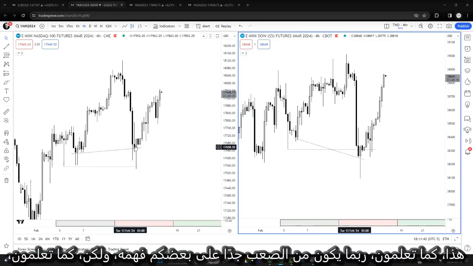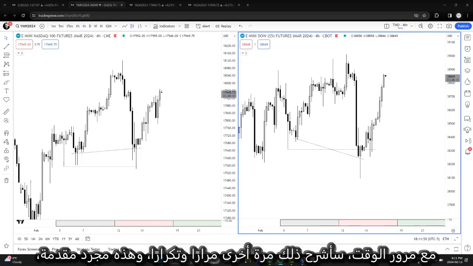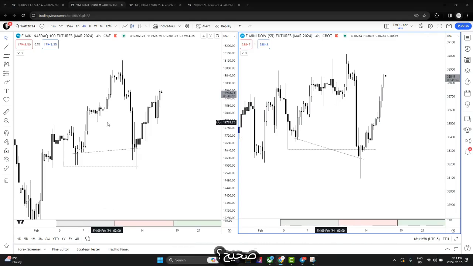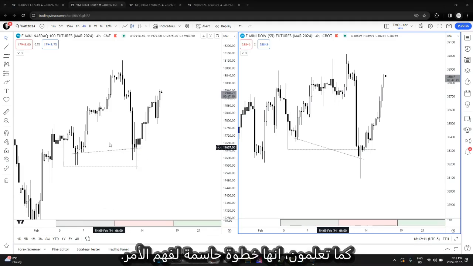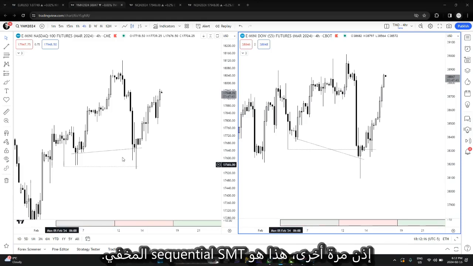Right? This is probably quite difficult for some of you to understand, but over time I will explain it again over and over. And this is just an introduction, right? And there are concepts which will come after this, whereas we need this as a stepping stone to understand. So again, this is the hidden sequential SMT.